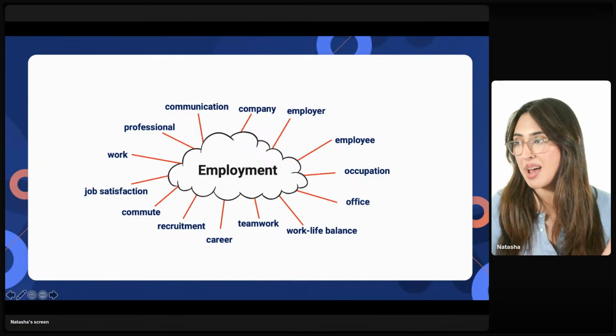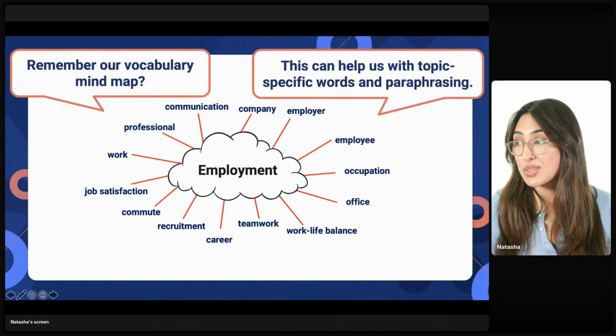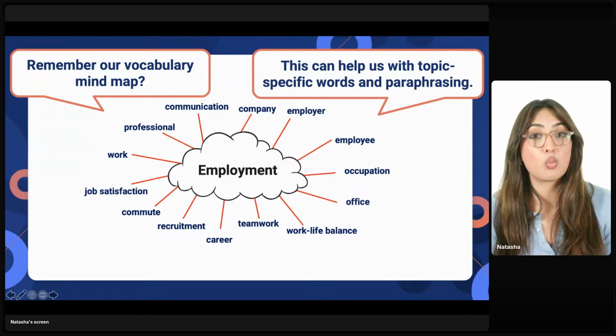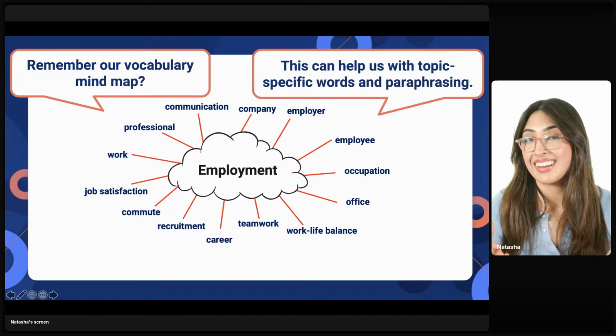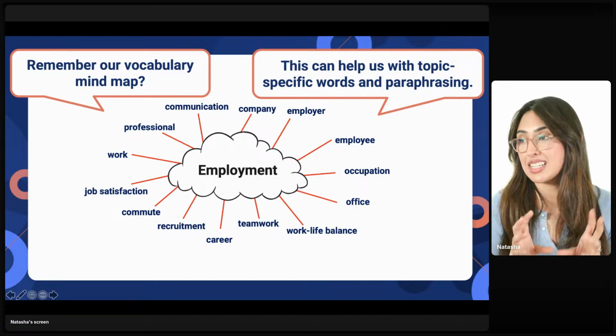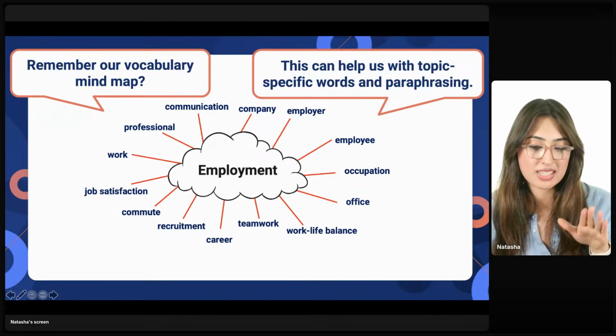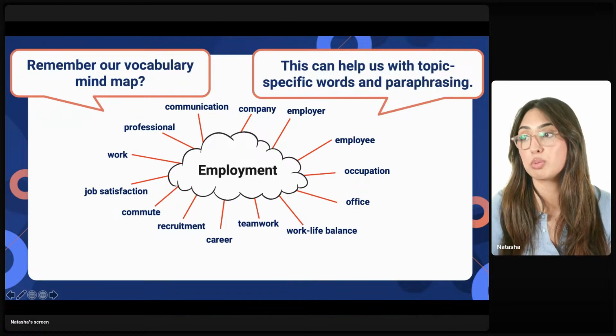Remember this mind map? It's going to help us with topic-specific words and paraphrasing. So when we're rewording the prompt and coming up with ideas for those first two sentences, it's great to use this topic-specific vocabulary that we've come up with previously.